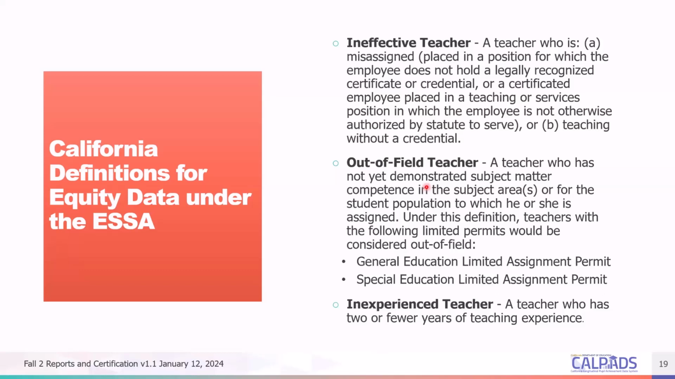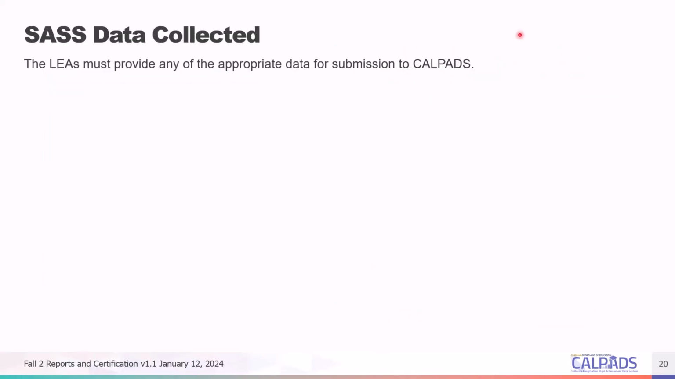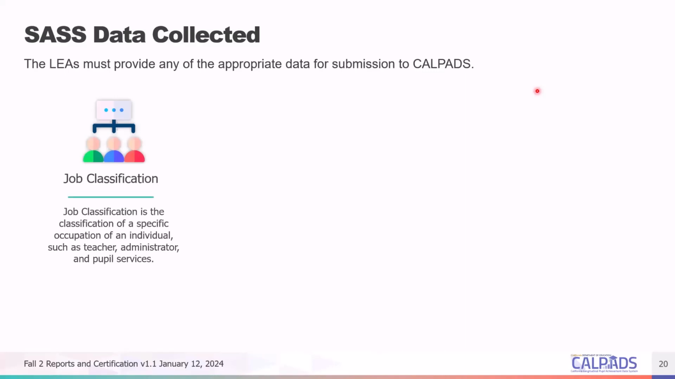Okay, all right, so let's move on to the staff assignment data collection. So the next file that is required in CALPADS is the staff assignment file. In that file, it includes the job classification. This is essentially the credential that the staff member acquired. It could be a teacher credential, an admin credential, or a pupil service credential.